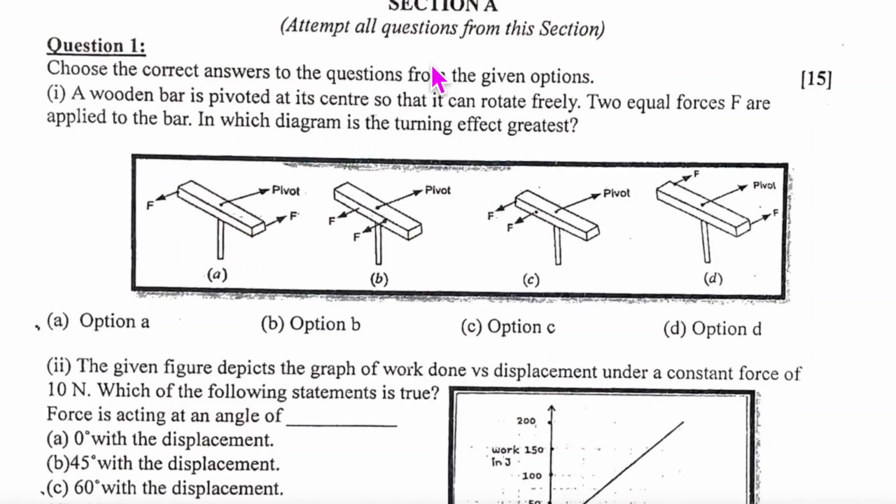Another physics prelim paper, 80 marks. Section A, question 1. First part will be here. The first question for 15 marks, MCQ.